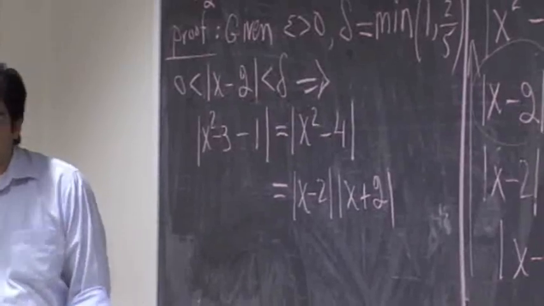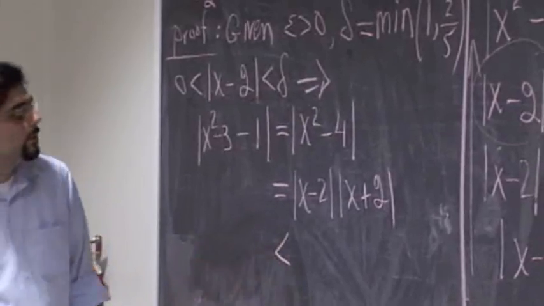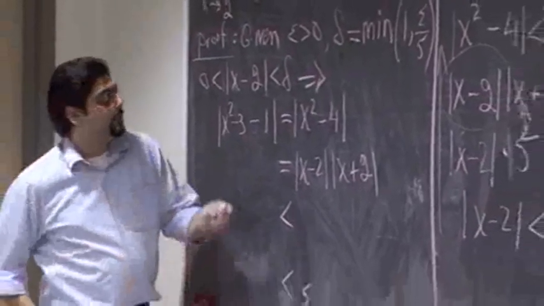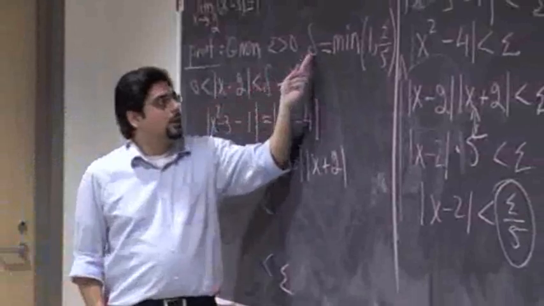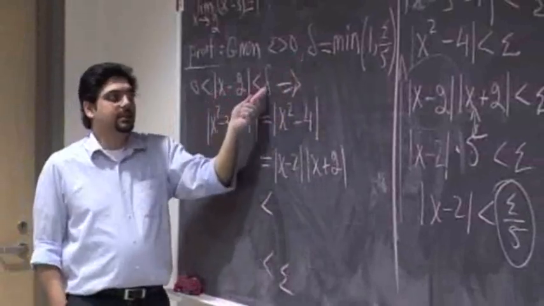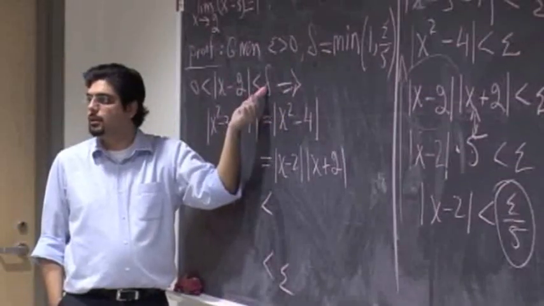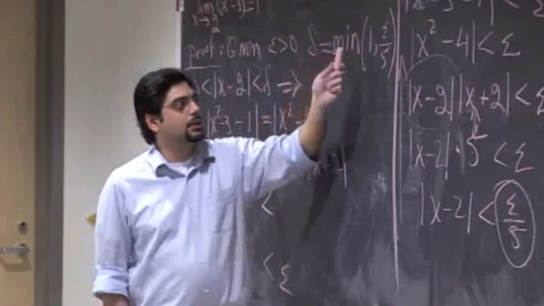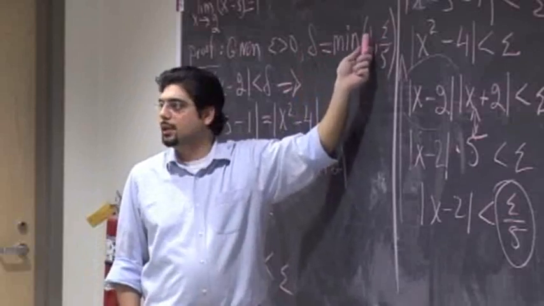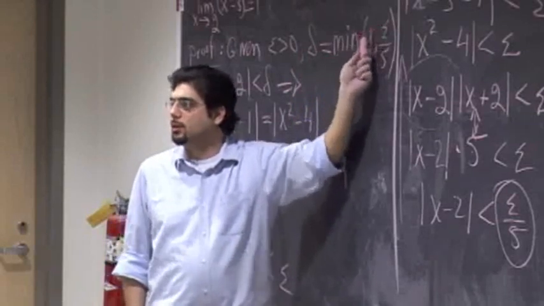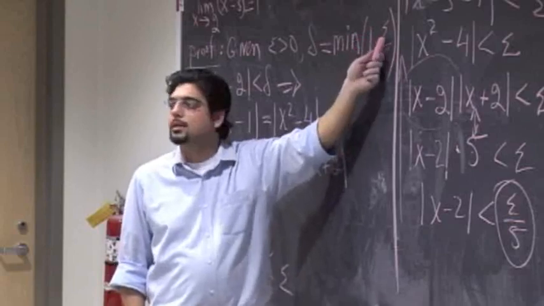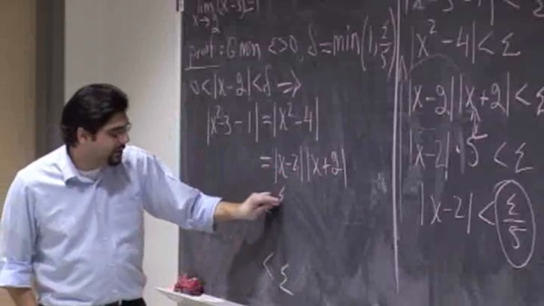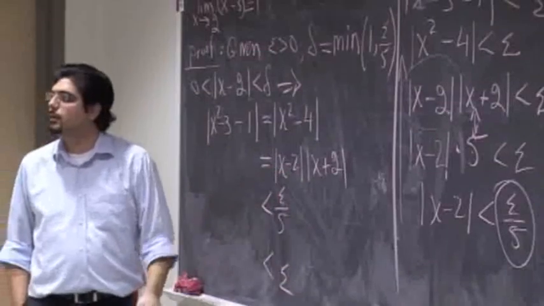Okay, now we're going to get an inequality. Look. x minus 2 is less than delta. So let's say delta is smaller than these two. It's the smaller one, so it's both smaller than this and smaller than this. So in particular, x minus 2 is definitely smaller than epsilon over 5.